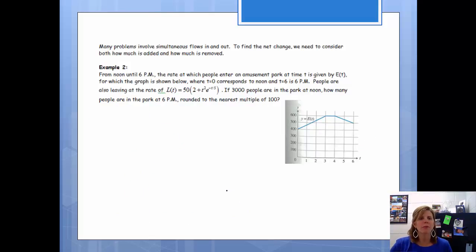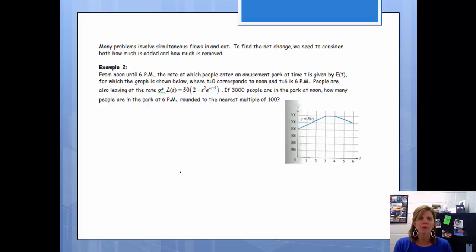Accumulation. Many problems involve simultaneous flows in and out. To find the net change, we need to consider both how much is added and how much is removed. Sometimes it's going to be something being pumped into a tank and then other things being pumped out of a tank. It might be things growing and decaying. It might be things being born and then dying. It might be things entering an intersection and then leaving the intersection. We'll see people going into the park, people going out of the park. Those would be all different examples of things going in and out or coming and going.